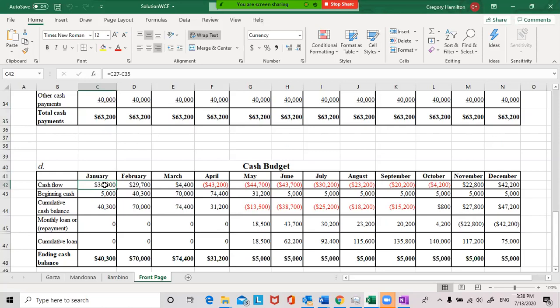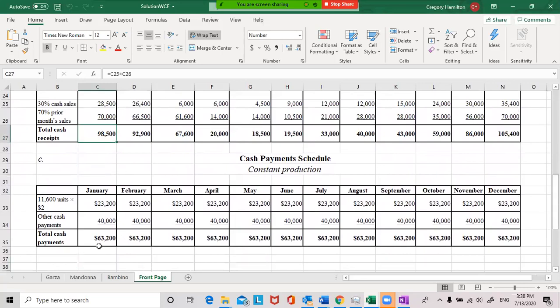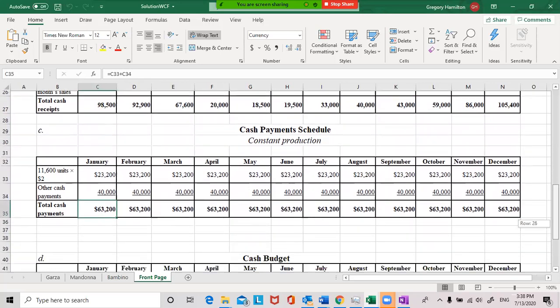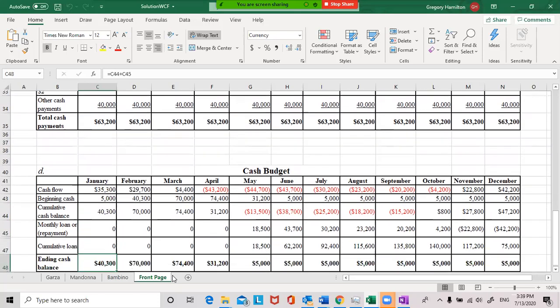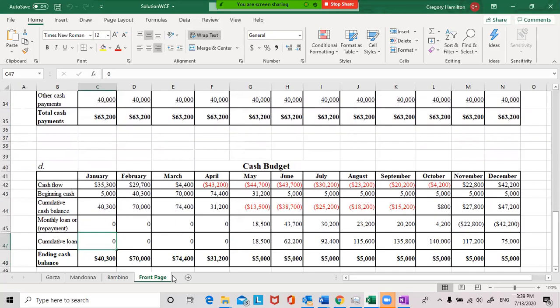So in January, we have a cash flow of $35,300 that represents the difference between our cash receipt of $98,500 and the cash payment of $63,200. That gives us a positive cash flow of $35,300. There's a minimum cash balance of $5,000, so the cumulative cash balance would be $40,300. So there'll be no need for a loan. So the ending cash balance would be $40,300.